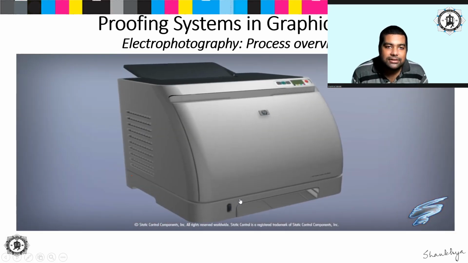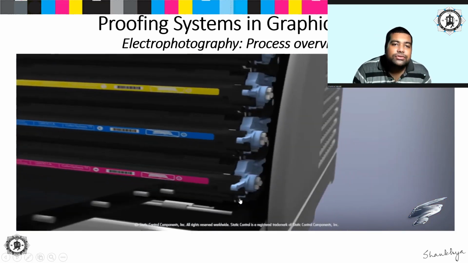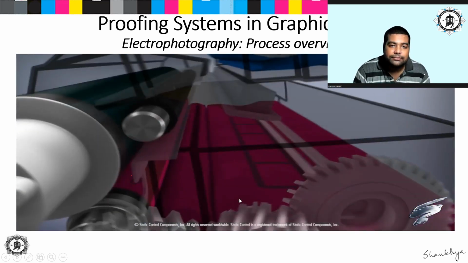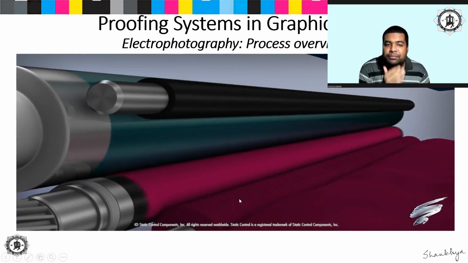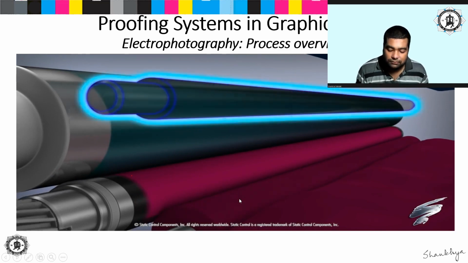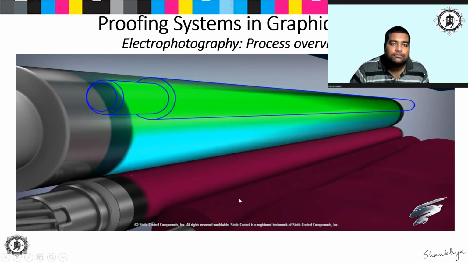Yes, so this is basically an electrophotographic process. Okay, so let us see what is happening. The primary charge roller, or PCR, rotates next to the OPC drum and applies a negative charge to the surface of the OPC drum, which prepares it for the imaging process.